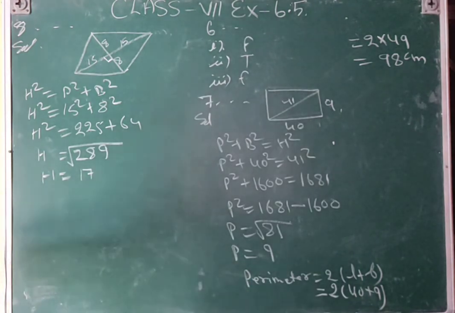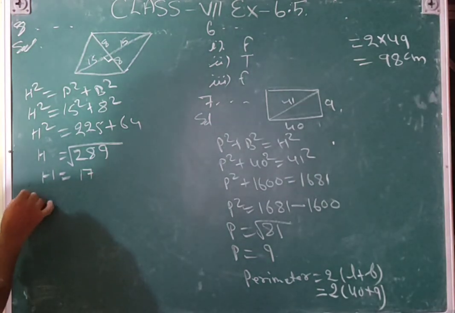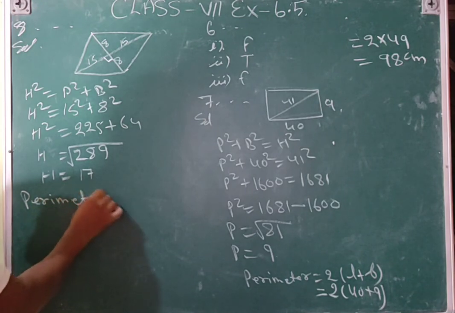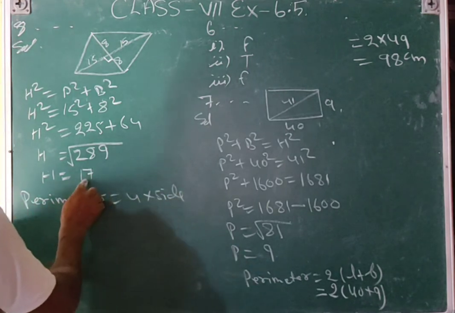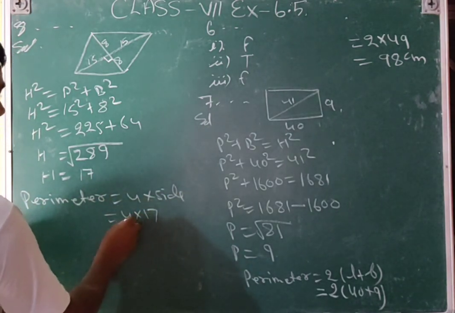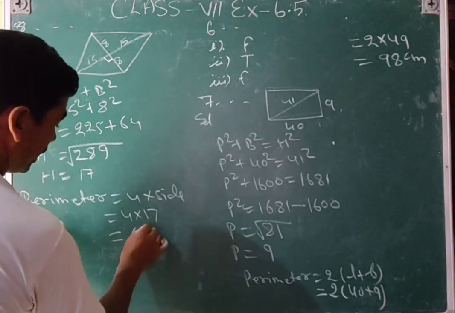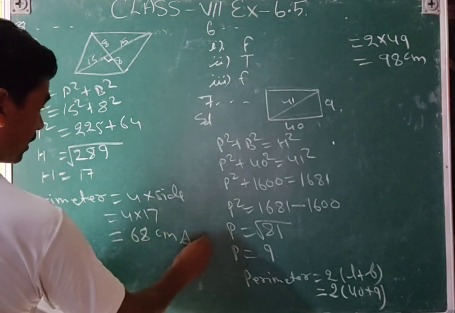17 17s are 289. So we have found the side. So perimeter is equal to 4 into side. So we have found the side. So 4 into 17 is equal to 17 4s are 68. That will be centimeter answer. Okay.